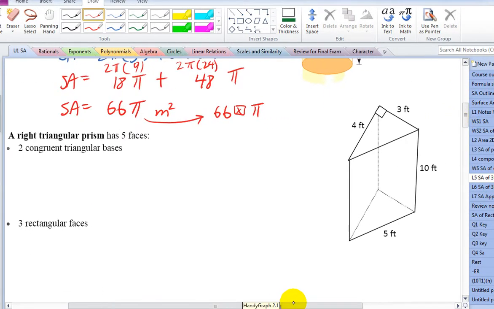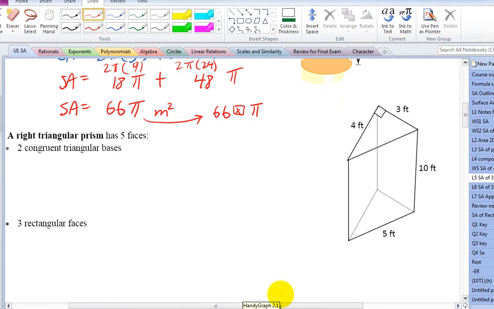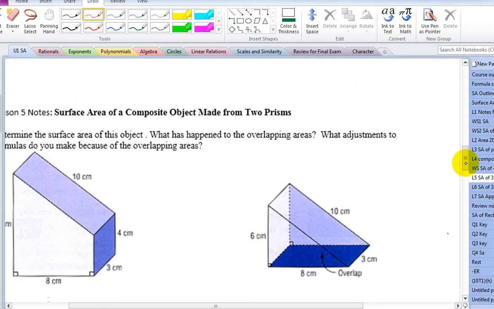Next one, real quick. This is exactly the same as one you've done before. Go ahead, find the surface area of both parts. Actually, you know what? You guys are honors. Do we need to do this one? No. Okay, good. Turn it over.